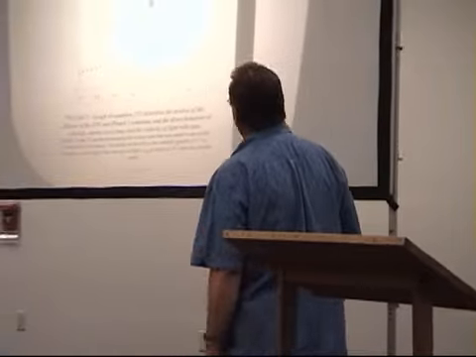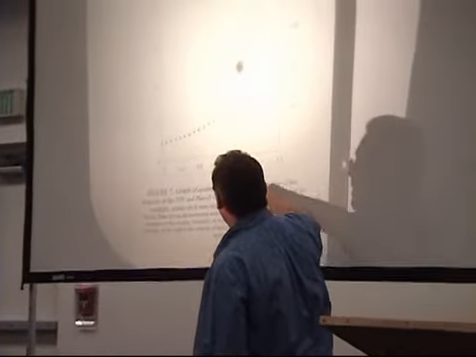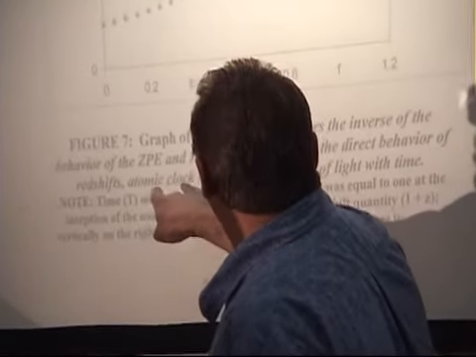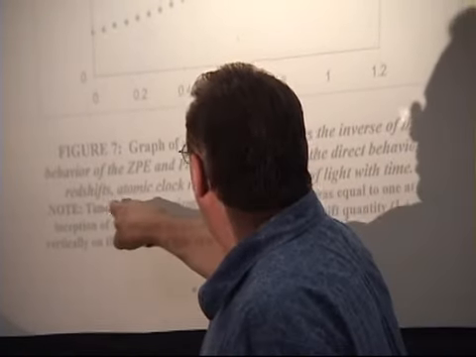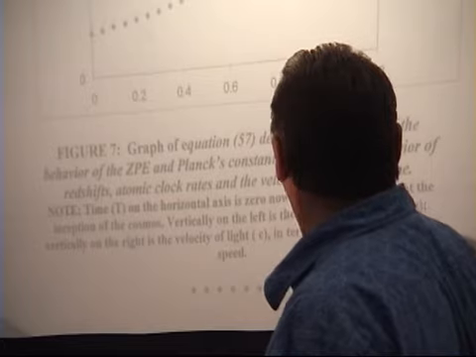We saw a few minutes ago that if the ZPE was less, so was the energy of the atom and the light emitted was redder. We also saw that light travelled faster through space with a lower ZPE because there were fewer virtual particles. And so the speed of light and the high redshift are both directly linked and both inversely proportional to the ZPE. But what we have here is the behaviour of the ZPE and Planck's constant and the direct behaviour of redshift's atomic clock rate to the velocity of light.